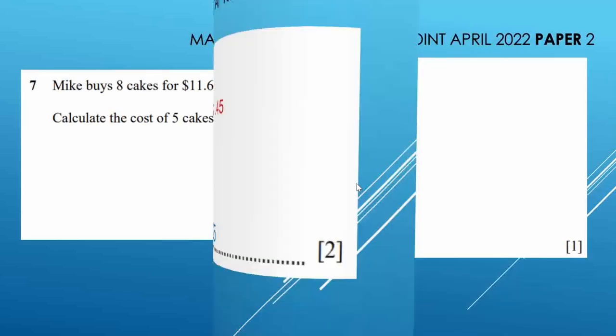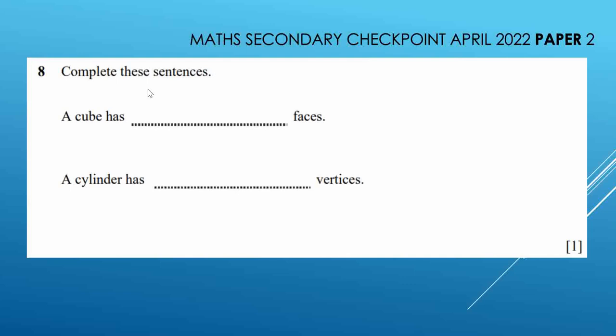Next, question 8. Complete these sentences. A cube has blank faces. A cylinder has blank vertices.